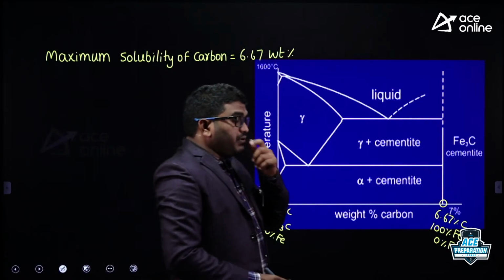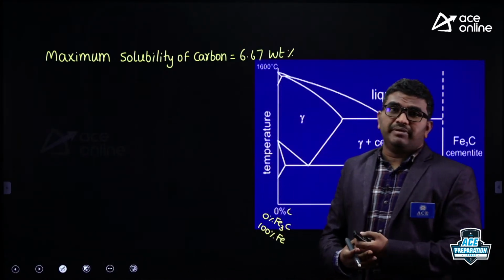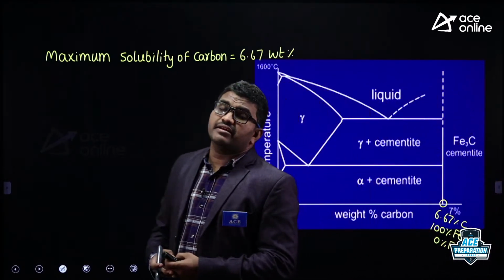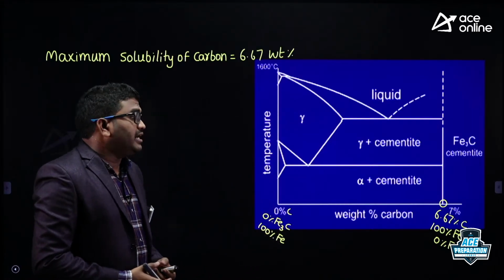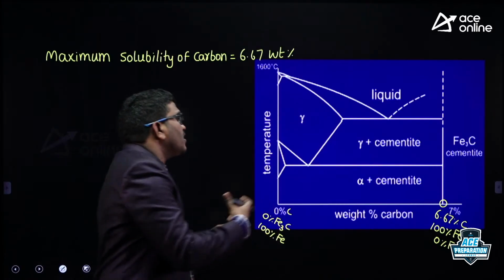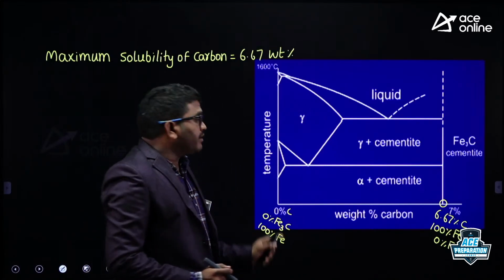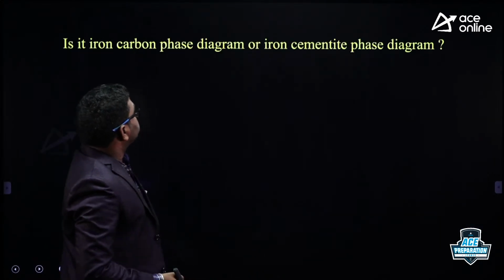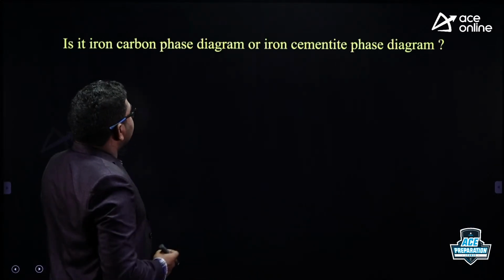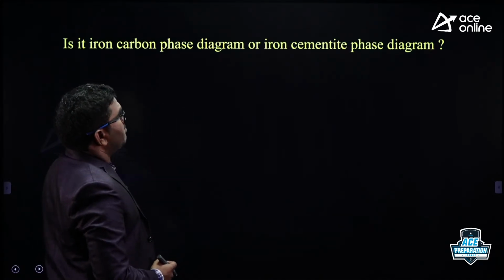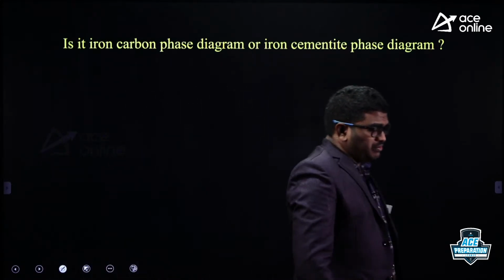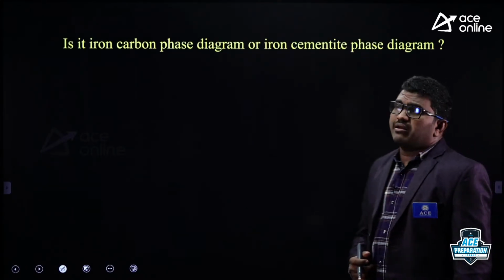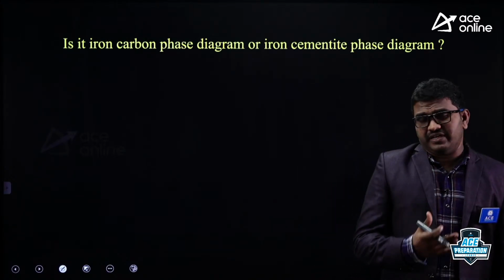Understand what type of diagram it is? This phase diagram is an iron cementite phase diagram. Cementite is one phase. It's not an iron carbon phase diagram. It's an iron cementite equilibrium phase diagram. Understand now? Is it an iron carbon phase diagram or an iron cementite phase diagram? Most of you people got doubt. So, I explained from this, it is not an iron carbon phase diagram, it is an iron cementite phase diagram.